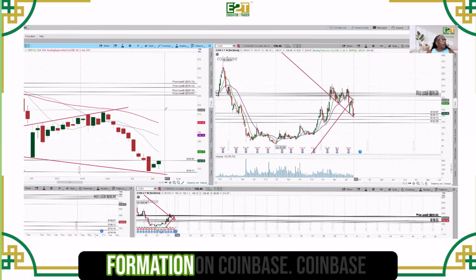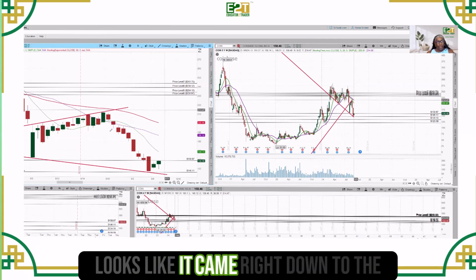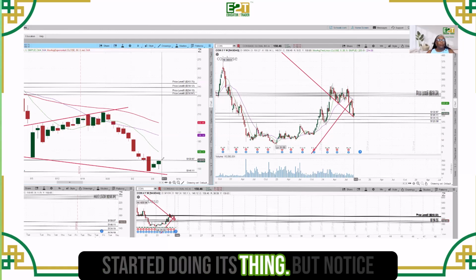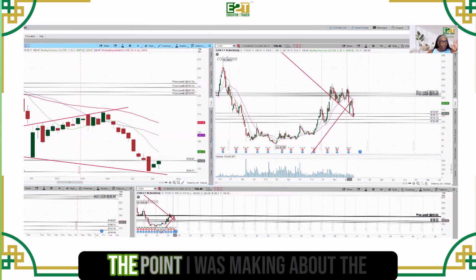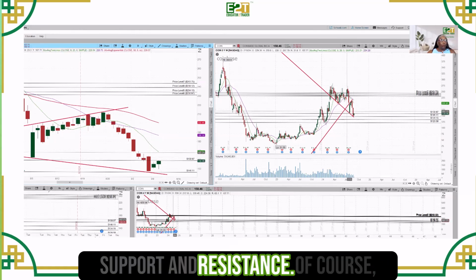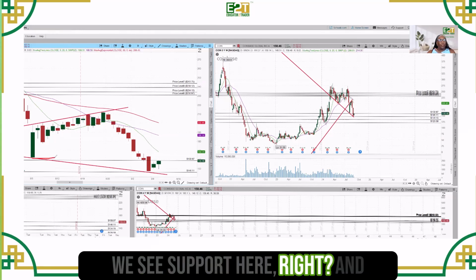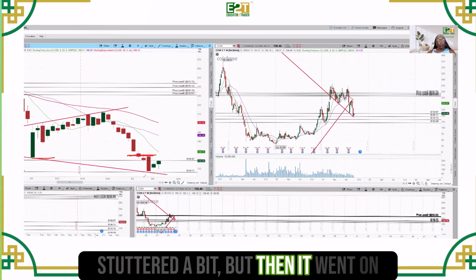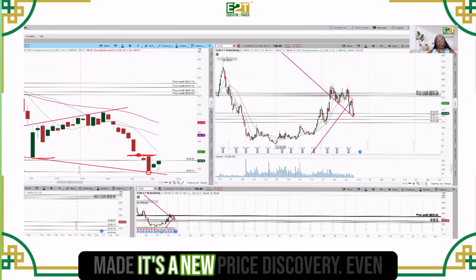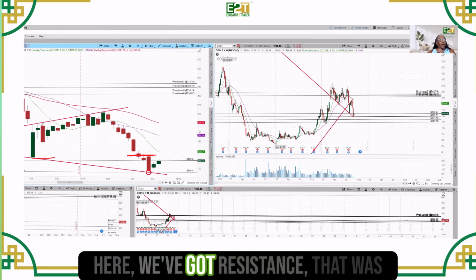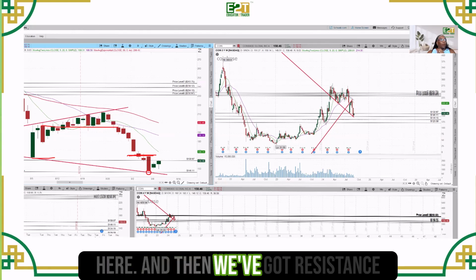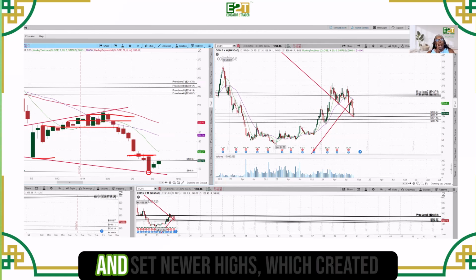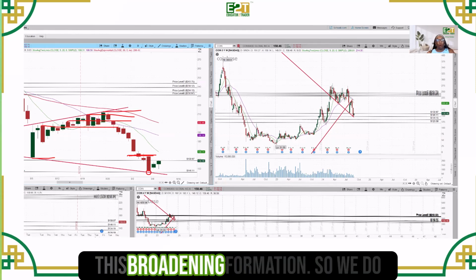I just put a broadening formation on Coinbase. Coinbase looks like it came right down to the bottom of this one, and it turned and started doing its thing. But notice, this is the point I was making about the support and resistance. Of course, we see support here, right? But when it got down to this area for support, it might have stuttered a bit, but then it went on down and made a newer low, like it made some new price discovery. Even here, we've got resistance that was here, and then resistance here, and here, but price continued to set newer highs, which created this broadening formation.